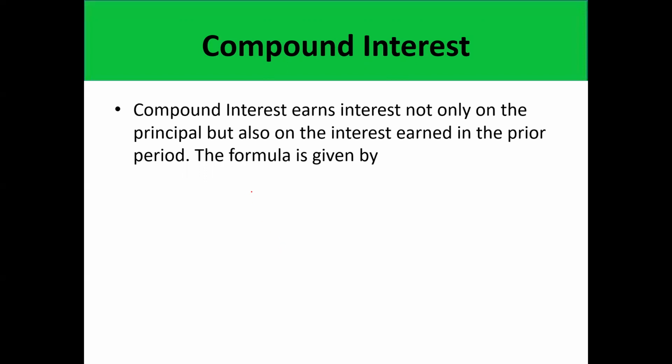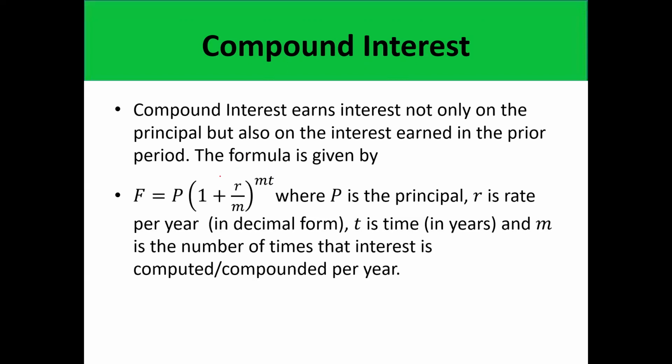Now, the formula for the maturity value when compound interest is applied is given as follows. F is equal to the principal times the quantity (1 plus the rate R over M) raised to M times T. In this case, the R here is still the annual rate, but that annual rate is compounded several times in 1 year. The number of times that the rate is compounded in 1 year is the frequency of conversion, which will be the value of M.